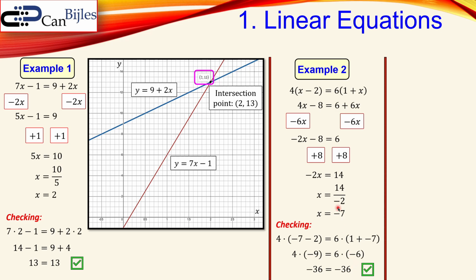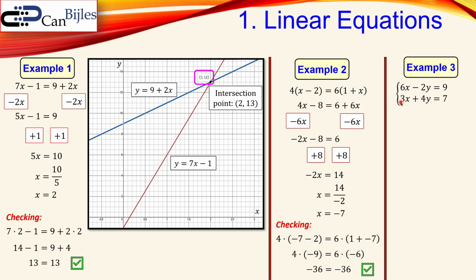Okay, let's do another example, example number 3. In this case, we will discuss a system of equations, in this case 2 equations. We have 2 unknowns, x and y, so we need to solve for x and y. So how can we do that? There is a method we can use.